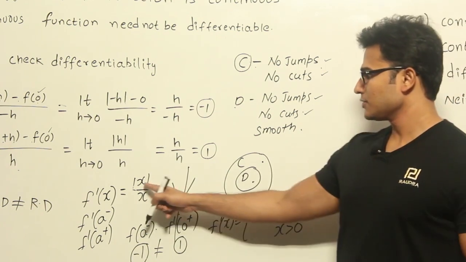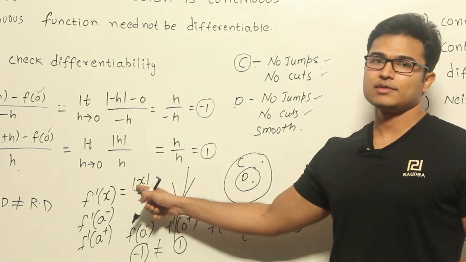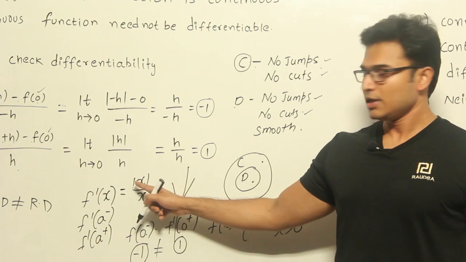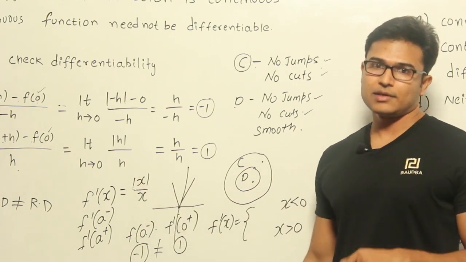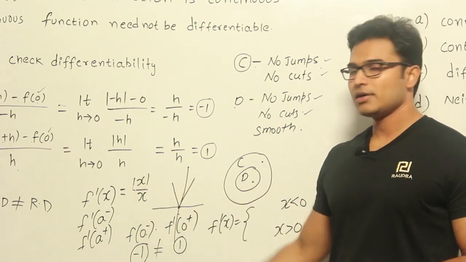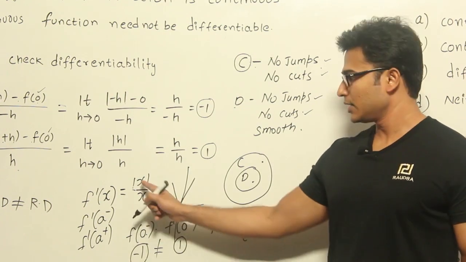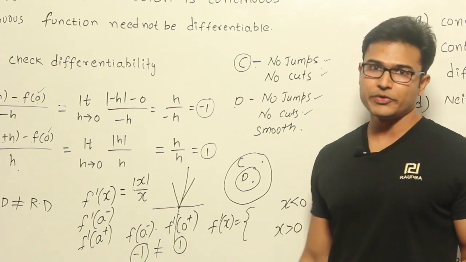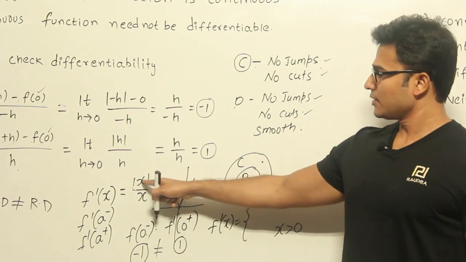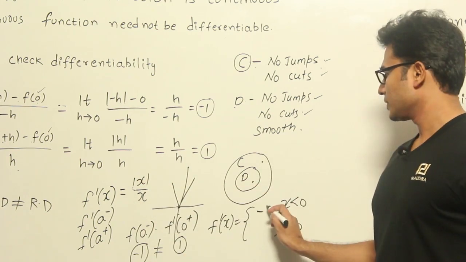Now if x is less than 0, what happens? Since x is a negative number, isn't it? Now you have to multiply it with minus 1. If you remove this mod, then you have to multiply with minus 1, so that the entire number is going to be positive after you remove it, right? Then what happens? Minus x by x, which means minus 1 here.